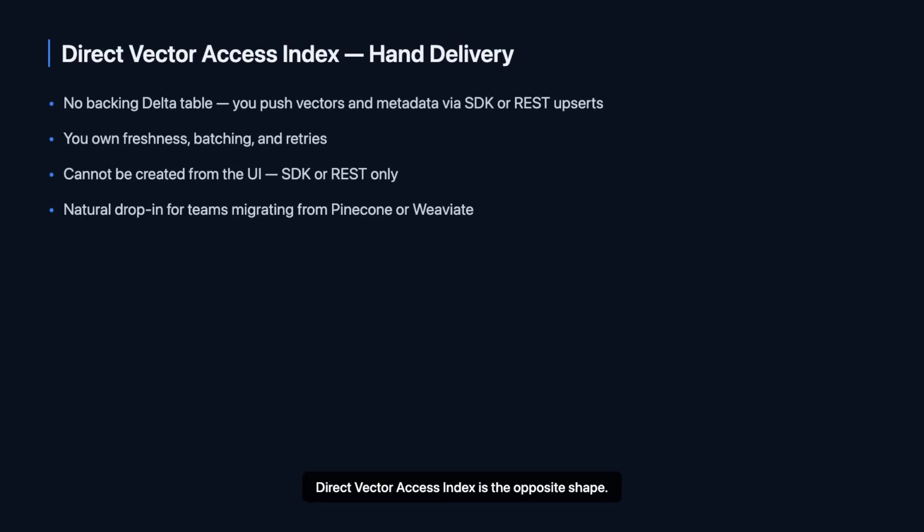Direct Vector Access Index is the opposite shape. There's no backing delta table. You hand-deliver every vector yourself, through SDK or REST upserts. You own freshness, you own batching, you own retries. And here's a detail that catches people. You cannot create this index from the UI, SDK or REST only. It's the natural drop-in for teams migrating from Pinecone or Weaviate, because the operational model is the same. Compute vectors client-side, push them in.